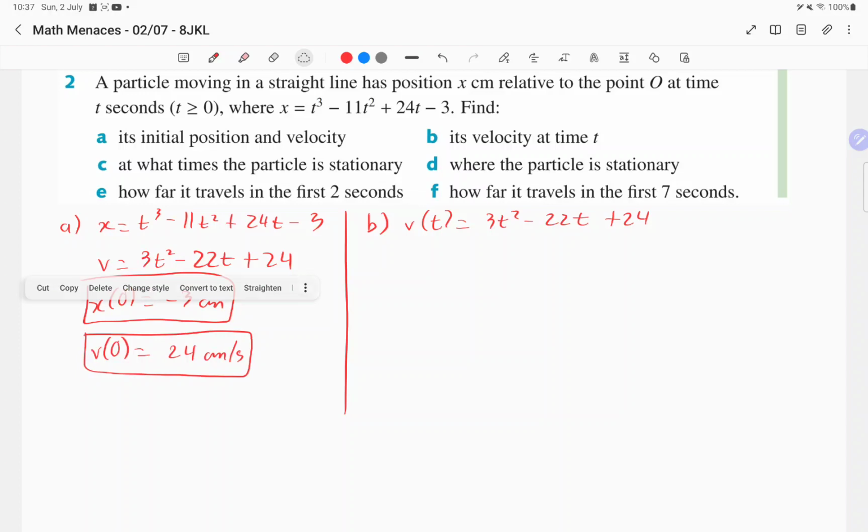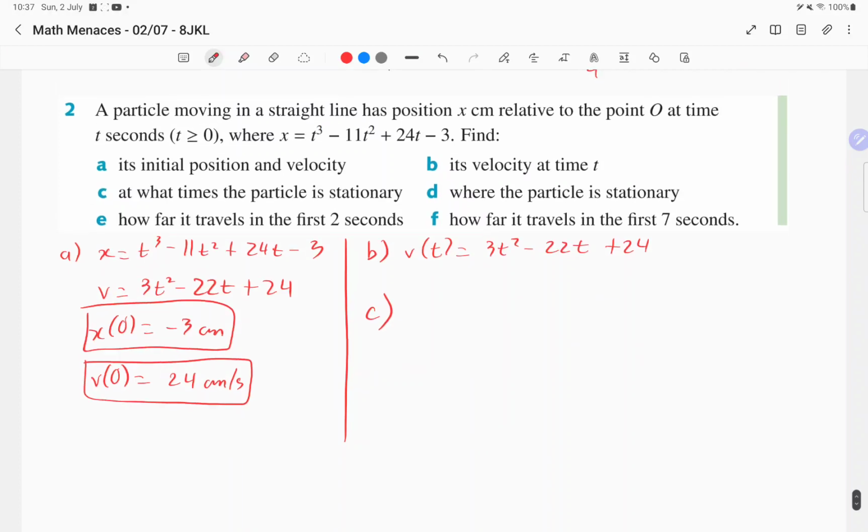Its velocity at time t. It's just the derivative. Well, why would they ask it so stupidly if I just found... Yeah, it's weird, right? This is not a very good question. Question B is not a very good one. What times what equals 72?